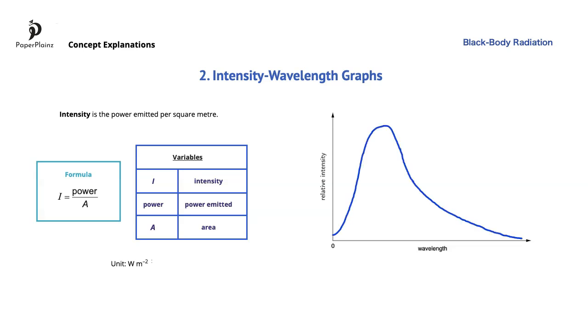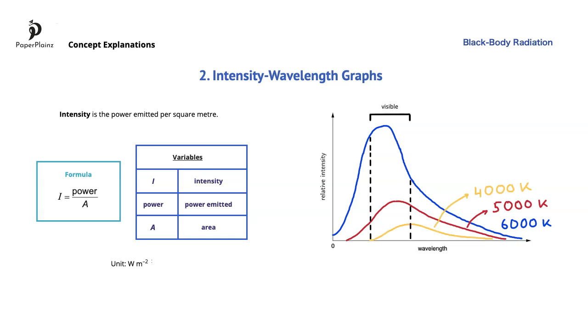As we mentioned, the temperature of this blackbody is 6000 Kelvin. Let's plot two more graphs. One for a blackbody at a temperature of 5000 Kelvin, and another for a blackbody at a temperature of 4000 Kelvin. The visible part of the wavelength spectrum is located approximately here.